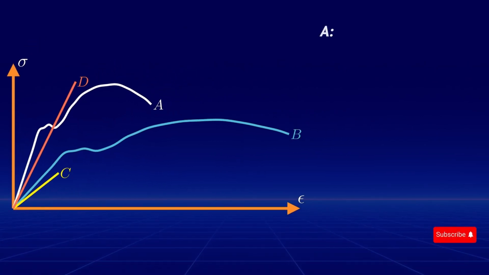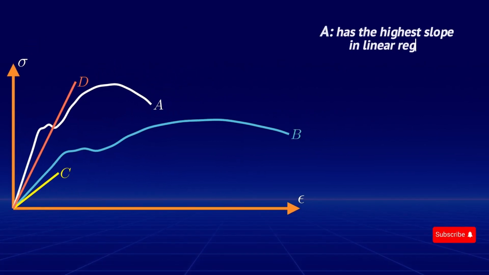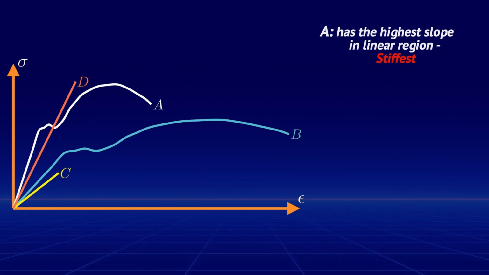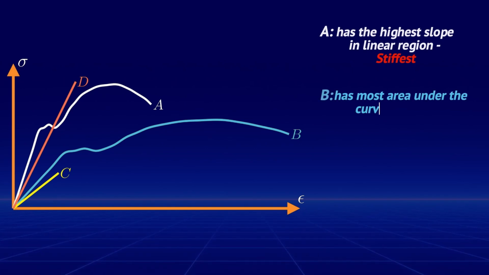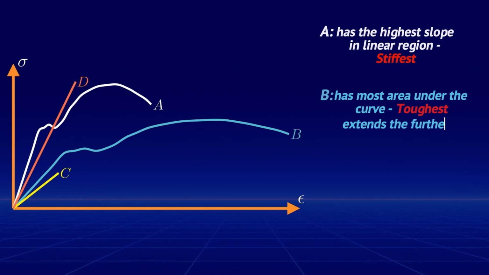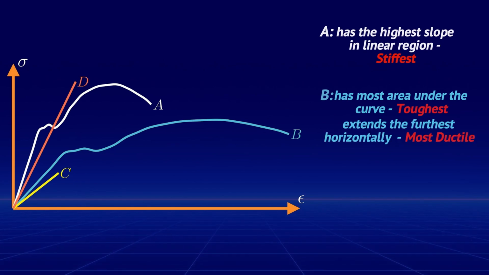Looking at this plot, one can notice that A has the highest slope in the linear region. This means that this material is the most resilient to stretching, making it the stiffest material. Also, if we look at B, we can see that B has the most area under the curve. This means that it absorbs the most energy before breaking, making it the toughest material. We can also see that it extends the furthest horizontally, making it the most ductile material.